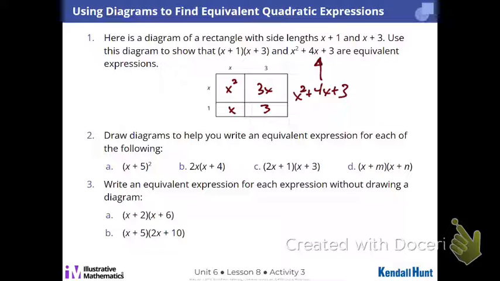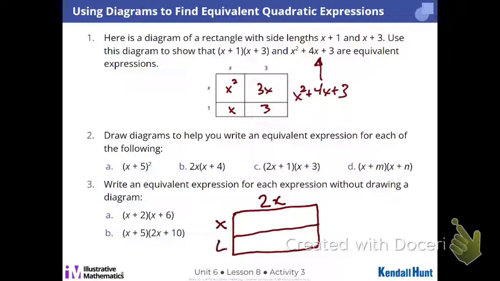There you go. Okay. Let's see this diagram for 2x times x plus 4. This one's going to look a little different. We got a 2x on one side, and we got an x and a 4 on the other. So when we get the areas of these rectangles, what do we get? Well, 2x squared and 8x. There we go. Yeah, I'm going to rewrite the expression.